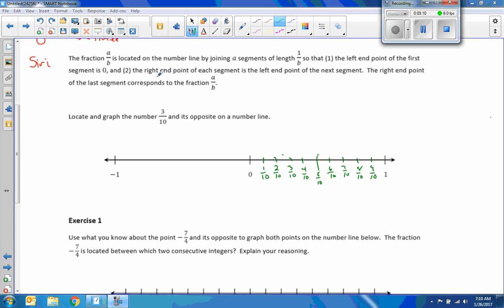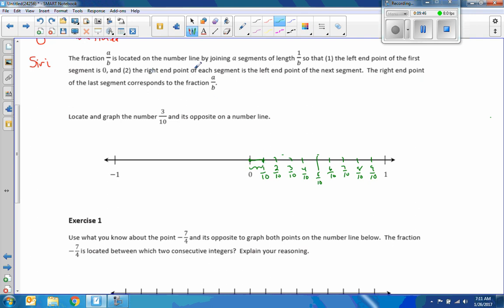So what this is saying is the fraction a over b is located on the number line by joining a segments of length 1 over b. Well, I chose b to be 10. b is greater than 0, and it's a whole number. Okay, so I'm following the rule. 1, it says the left endpoint of the first segment is 0, and sure enough, this segment starts at 0 and goes to 1/10. That is the right endpoint of this little segment. So if I created a segment from 0 to 1/10, that left endpoint is 0. The right endpoint is 1/10.